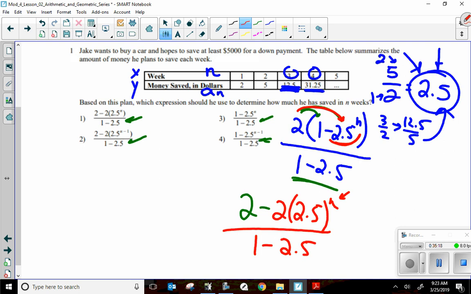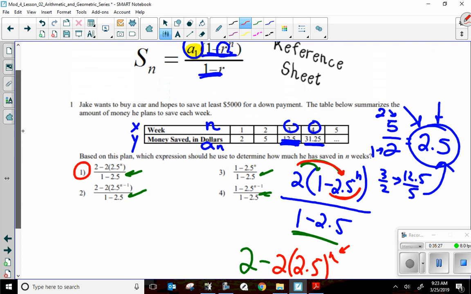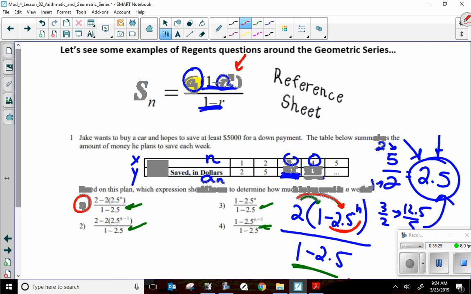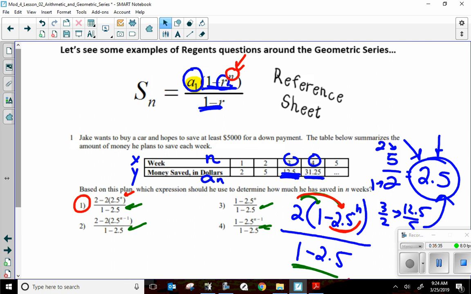And look what they do. It's kind of nonsense. It is 1. That's your answer. You know it should be to the n. It's right in the reference sheet. It's not to the n minus 1, it's to the n. Okay, and the answer is 1.